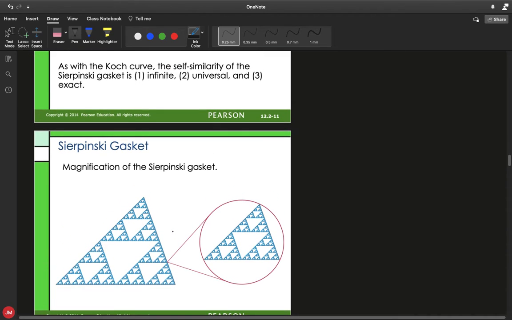The next is universal, so whether we zoomed in on this part of the Sierpinski triangle, or this part right here, or this part right here, it's going to look the same no matter where we zoom in. And the last is exact, meaning that as we continue to move in and zoom in at different levels, notice that the triangle looks the exact same at each of the different levels.